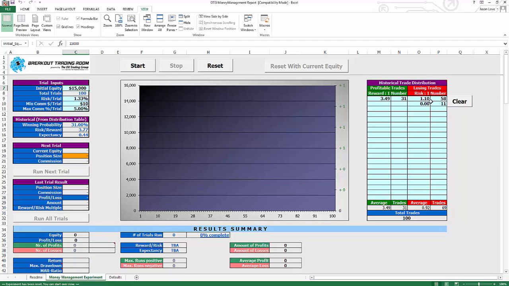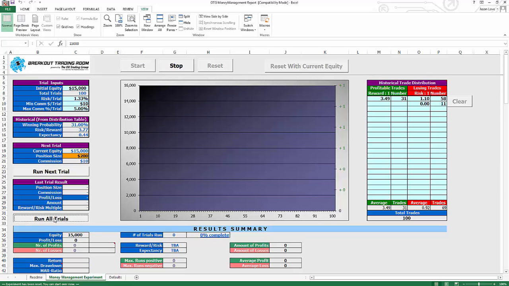Real numbers, okay? You guys all agree with that? Those are real numbers. Now, I'm going to reset this, make sure all of this goes. I'm going to hit start, and I want you to look at the position size right here. $200. So that's 2 lots, 10 tick stops.